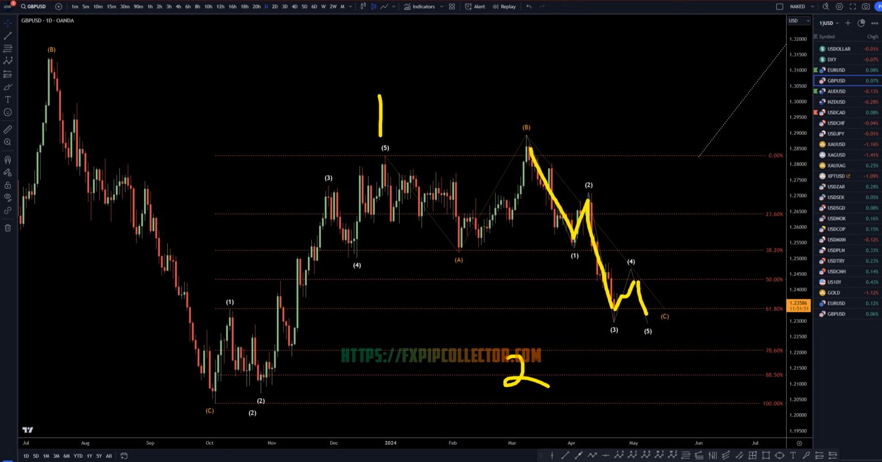Until that happens, I mean, there's definitely a possibility that this just continues to make lower lows, lower highs, and it could even invalidate the wave 2 analysis pretty easily.